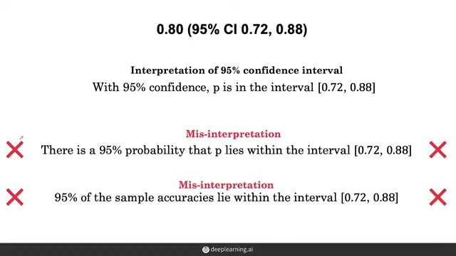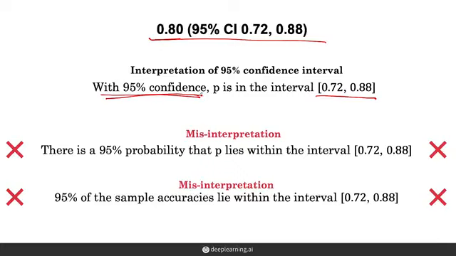When we report the accuracy of a model on the sample, we report it with the mean and the confidence intervals. The 95% confidence intervals here allow us to say that with 95% confidence, P is in the interval 0.72 to 0.88. What we haven't seen is what it means to be 95% confident.